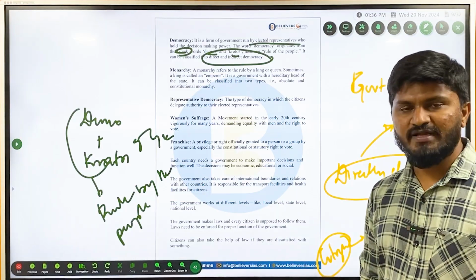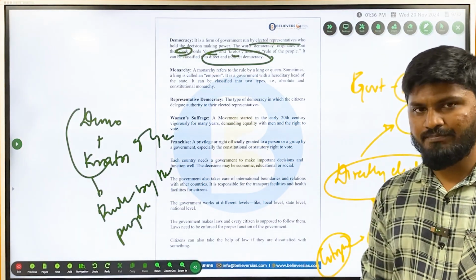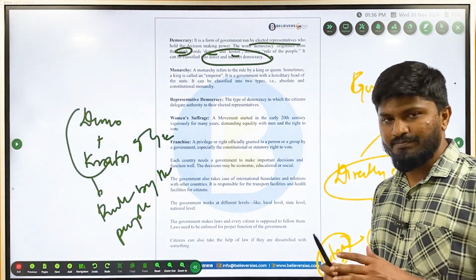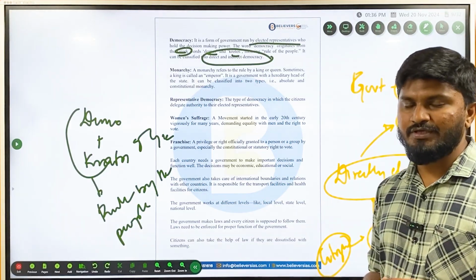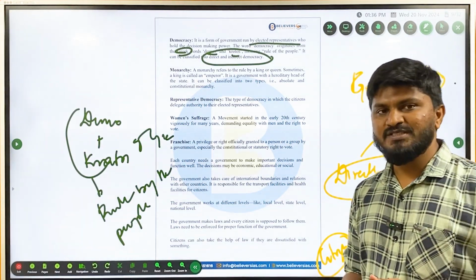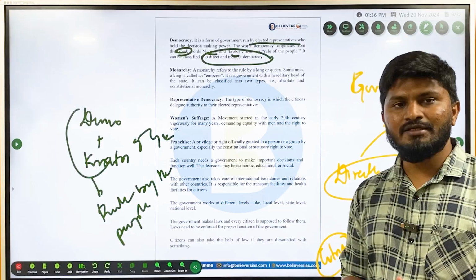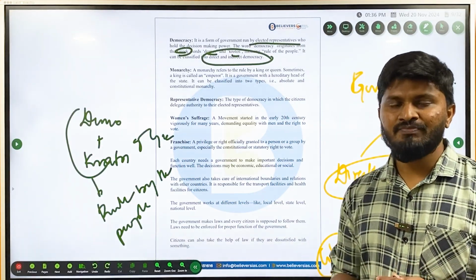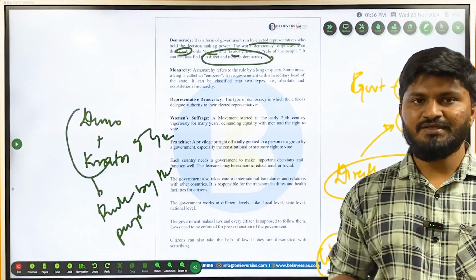Okay, we don't choose the prime minister ourselves. We choose MPs and MLAs. We choose MPs, and if those MPs belong to a particular party, and if the party gains popularity and a majority, then that party's head becomes prime minister.